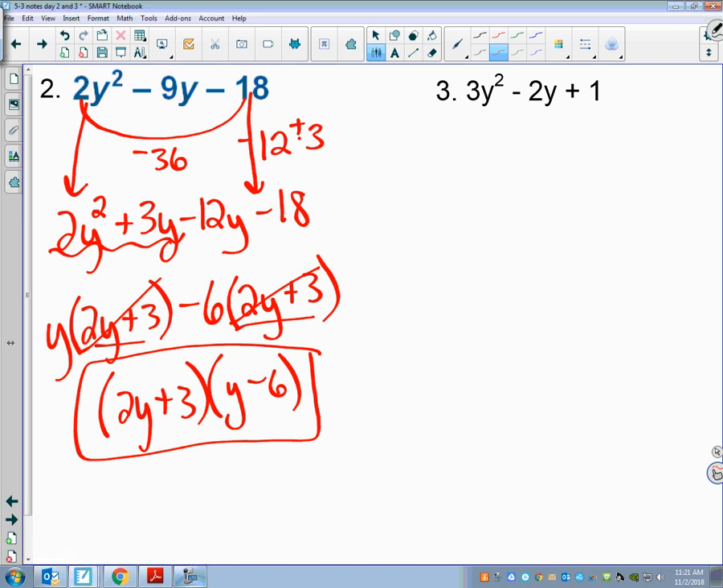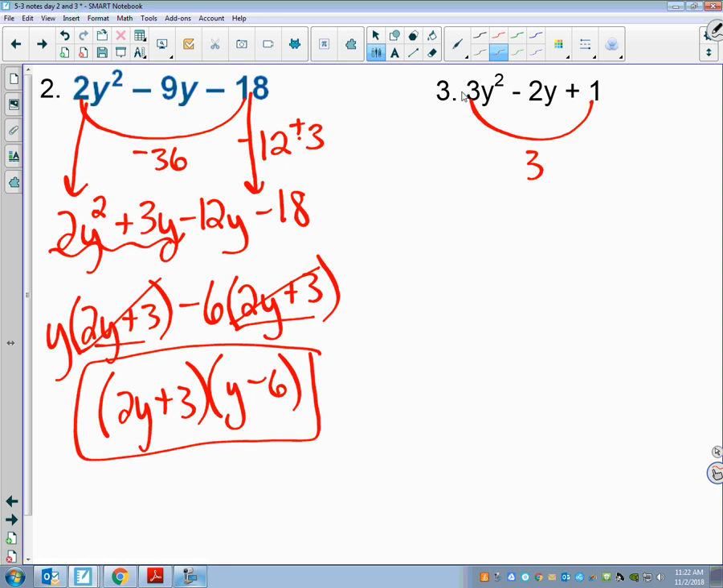What else I like about this method: when I was taught to factor, I wasn't taught this method, I was just taught to guess and check. And sometimes you guess and check a lot. But look at this one. 3 times 1 is 3. So I'm trying to think of things that multiply to give me 3, that add to give me -2.